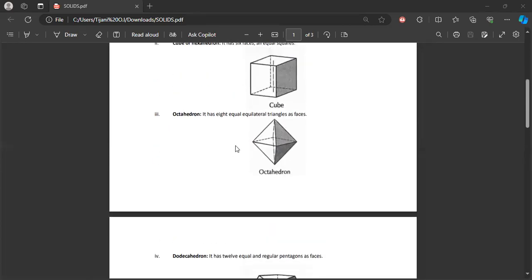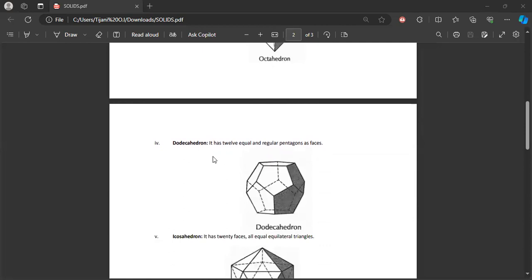Okay. Next one that we have here is the octahedron. It has 8 equal equilateral triangles as faces. So we have 8 equilateral triangles as faces here for the octahedron. If you look at it, we have the upper part and the down part. On the upper part, we have 4 equilateral triangles, and on the down part, we have 4 equilateral triangles. So that means an octahedron has 8 equal equilateral triangles as faces. So that's for the octahedron.